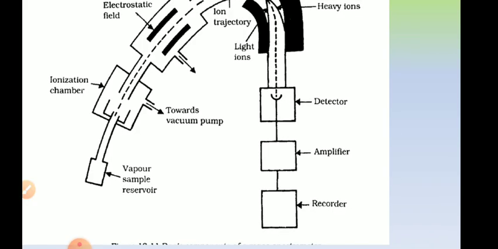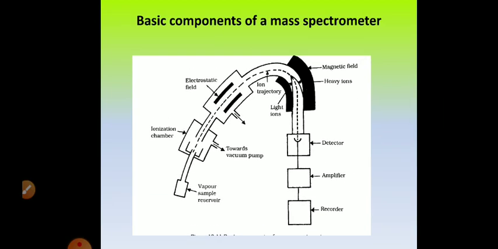the ions get impinged on the slit of the detector, and those ions are detected and recorded. This is how a mass spectrometer works to measure the stable isotopes.